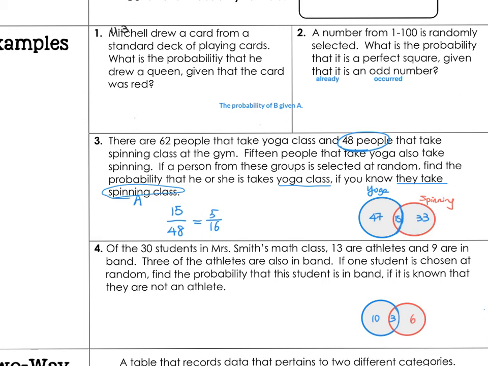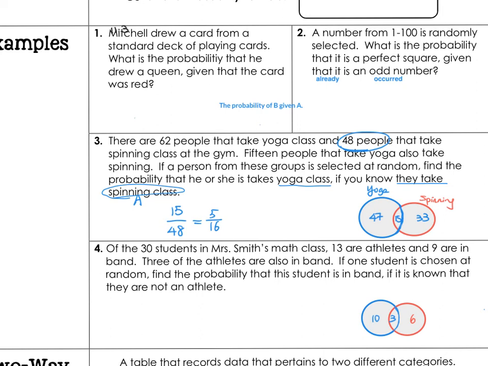So I gave you the diagram. There are 30 students in total, which is not represented here, but 13 are athletes, and they're all in that blue circle. And then 9 of them are in band, and they're in the red circle. The 3 in between are the students who are in both. So that's how I split up those numbers, right?